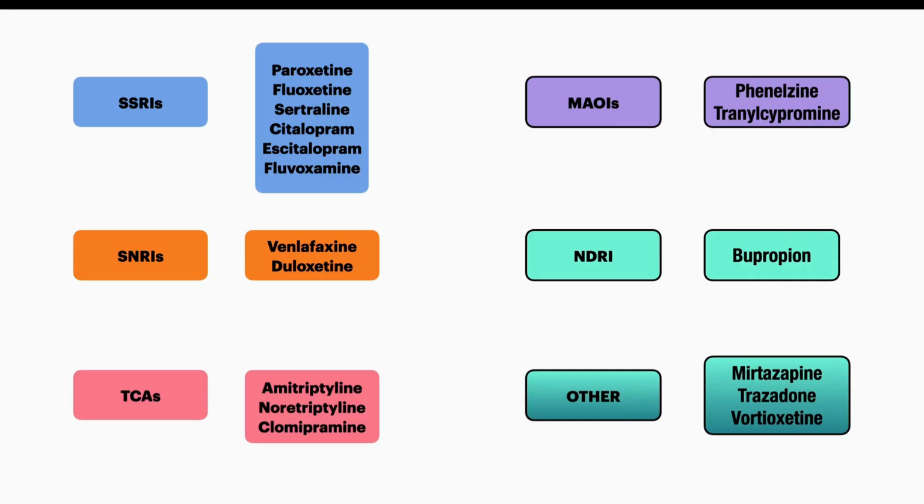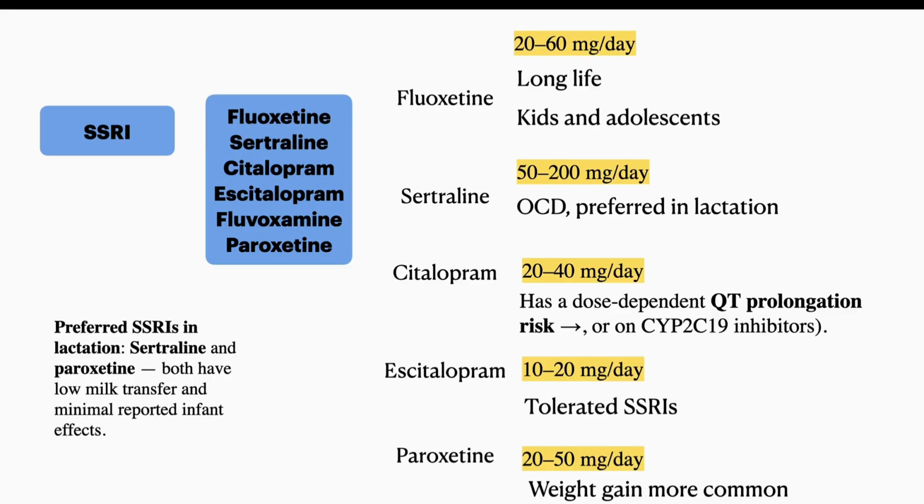Now we have the SNRIs. We have venlafaxine and duloxetine. TCAs, we have amitriptyline, nortriptyline, and clomipramine. MAOIs, we have phenelzine and tranylcypromine. The NDRI, we have bupropion and others, as I mentioned before. Let's talk about the SSRIs.